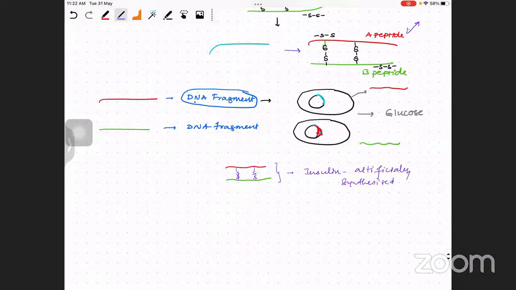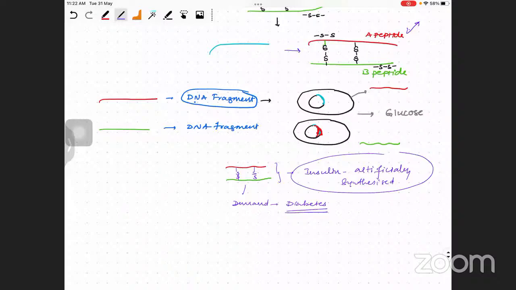Okay, why are we going to synthesize this artificially? In order to fulfill the demand of the population suffering from diabetes, right? Isn't it? So that is that simple. If a bacteria is going to synthesize insulin, we are not depending on other sources.